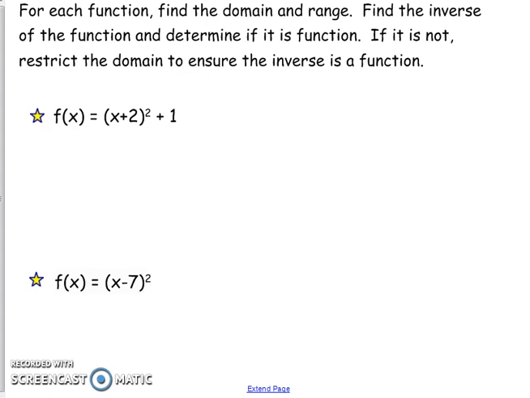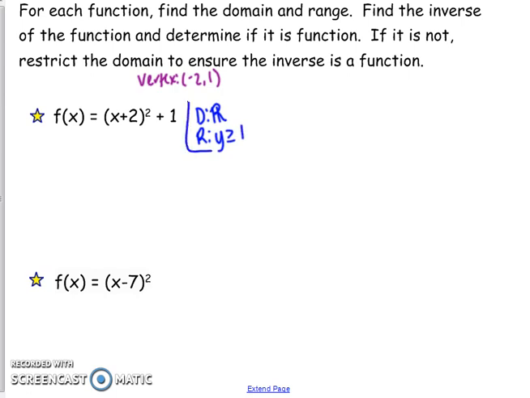So if we look at the original here, I know that the domain on this is going to be all real numbers because it's a quadratic. The range, this is in vertex form. So I know that the vertex is going to be, I'm going to write this up top, negative 2, 1. And I know that because of vertex form. And the a value here is positive, so this is going to open up. So since it opens up, my range is going to be greater than or equal to 1.